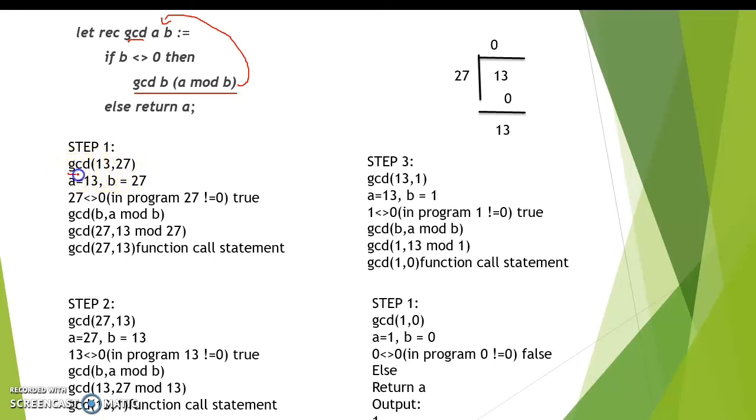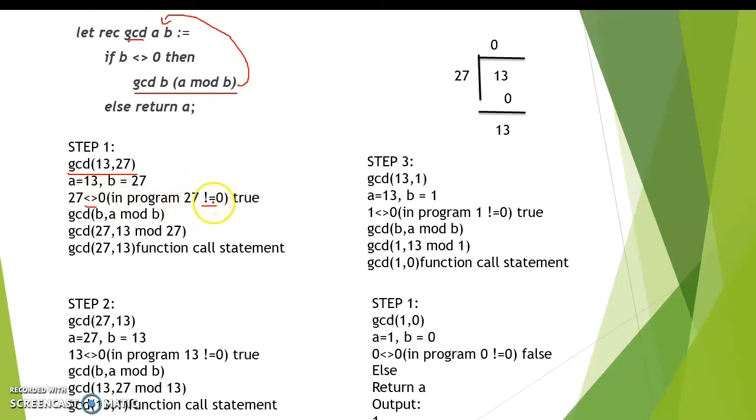This is a function call statement. Once these values are passed, the value of A is 13 and the value of B is 27. Check the condition. The if statement is used for checking the condition. 27 not equal to 0: this condition is true. How do we write this not equal symbol in programming? In the algorithmic statement we write the less than greater than symbol. In programming we write exclamation symbol equal to. This is the symbol used for not equal.